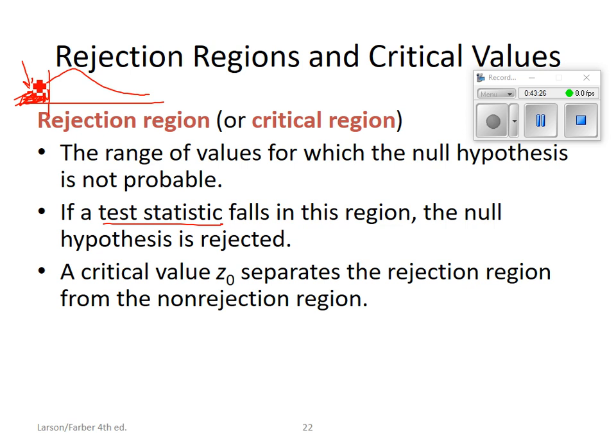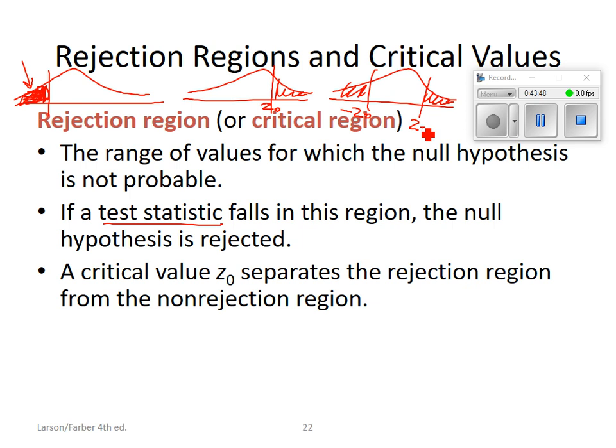Our rejection critical values, that's going to be our Z0. You could have left-tailed, you could have a right-tailed, where it looks like this, and that's your Z0 right there. Or you could have a two-tailed. My drawings aren't the greatest. So you're going to have a negative Z0 and a positive Z0.